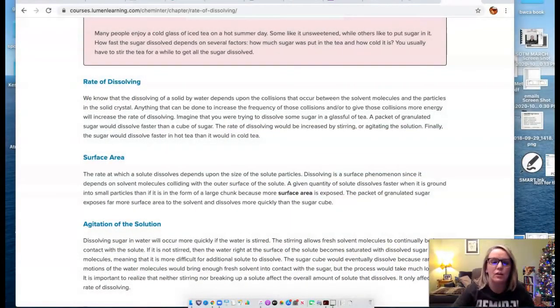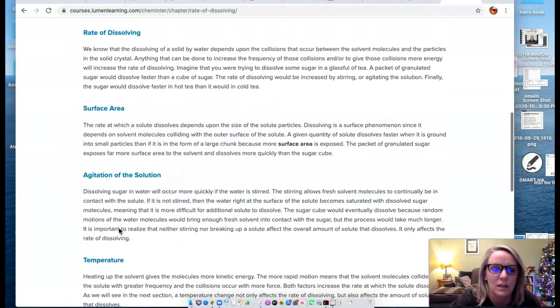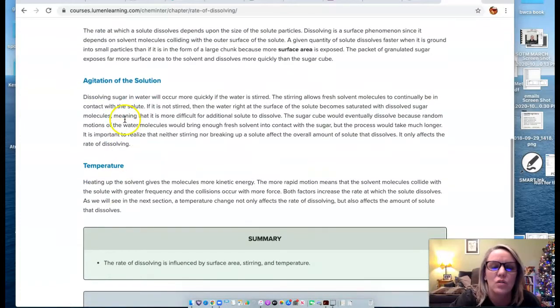Another thing that matters is agitation. Well, what does agitation mean? Agitation means stirring it, right? If we had two glasses of water and we had salt in each and water in each, the same kind of salt, and we stirred one and we didn't stir the other, the one that is stirred is going to dissolve more quickly. And it's kind of the same concept as temperature.